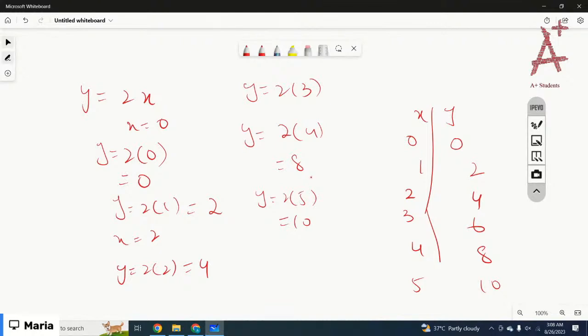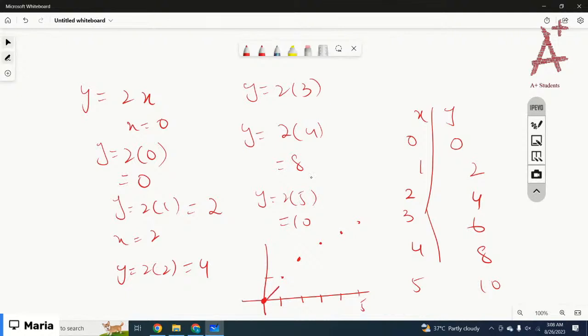Now you have to make a graph, right? X is 0, y is 0. X is 1, y is 2. X is 2, y is 4. X is 3, y is 6. X is 4, y is 8. X is 5, y is 10.